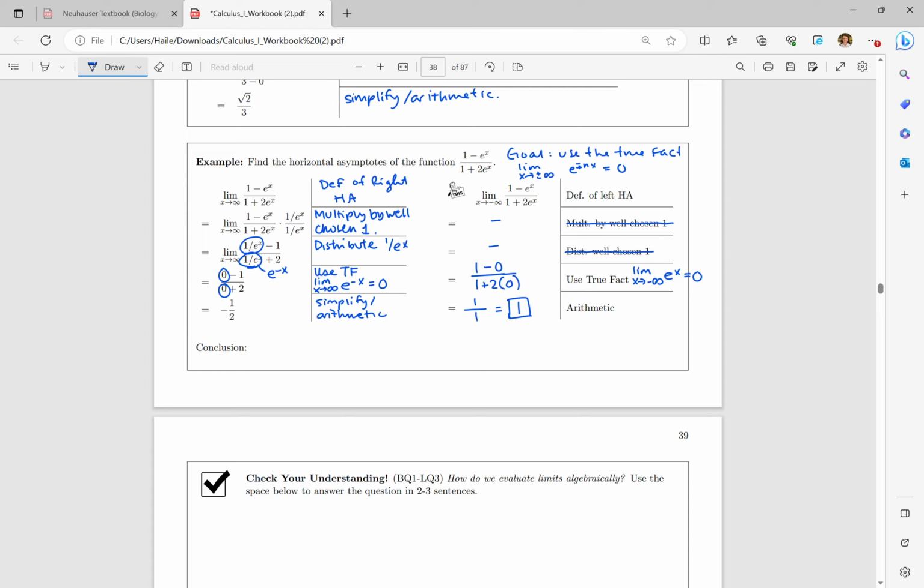So, conclusion, remember our original problem was find the horizontal asymptotes, not the limit, so we need to make a little statement about that. So, the horizontal asymptotes of 1 minus e to the x over 1 plus 2e to the x are y is equal to negative 1/2 and y is equal to 1.